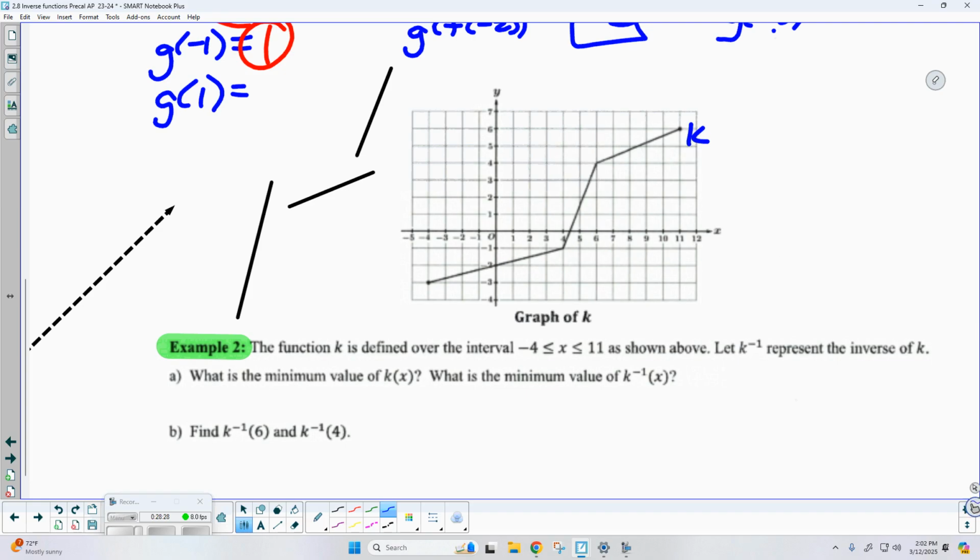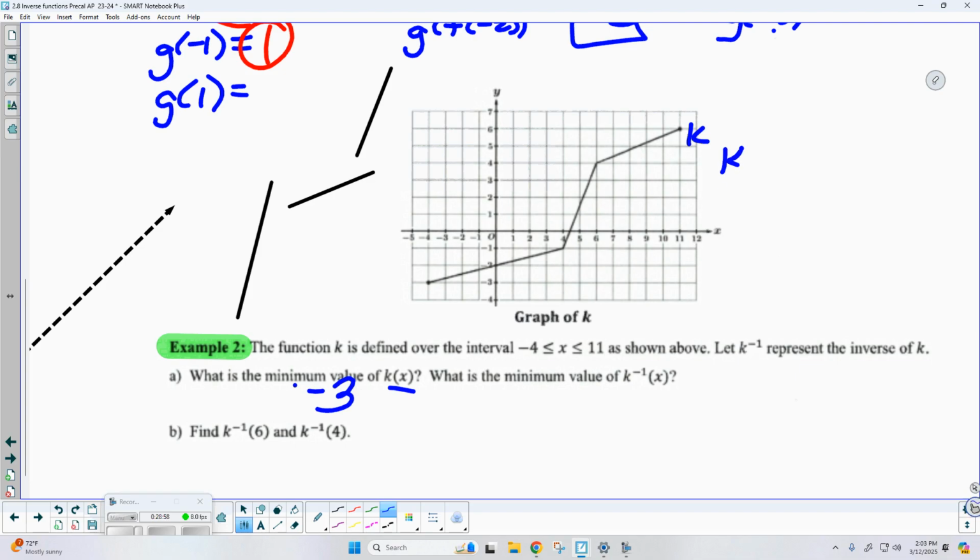Well, the first thing I want, what's the minimum value of k? All right, now remember, when it says k of x, that function notation, that's the output. That's the y value. So basically, we're asking what's the minimum or smallest y value it has? What would that be? -3. There we go. Now, what's the minimum for k inverse? We'll see this graphically in just a second, but I do want to show you something.